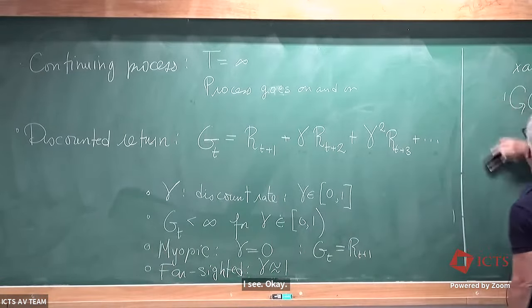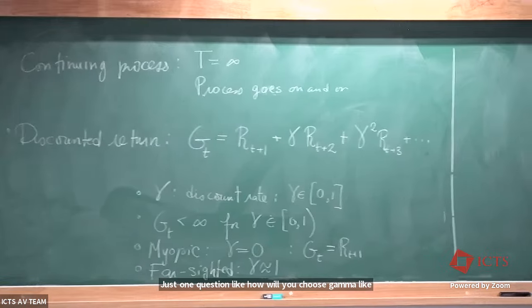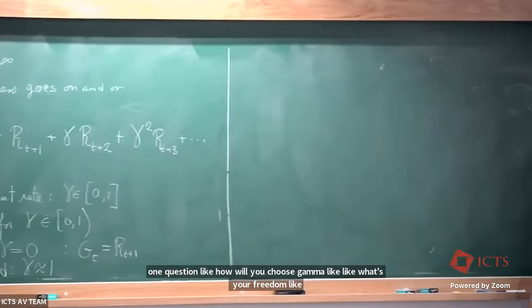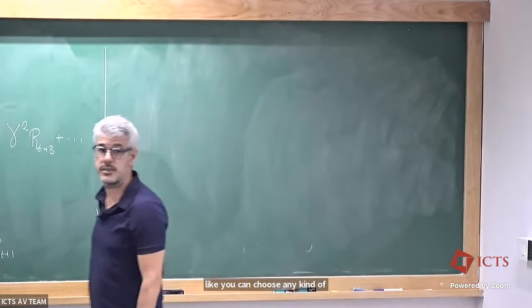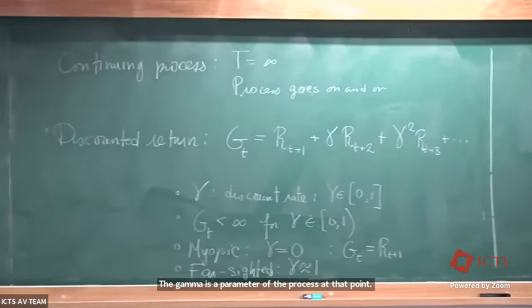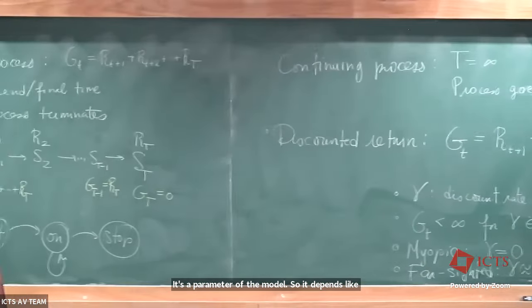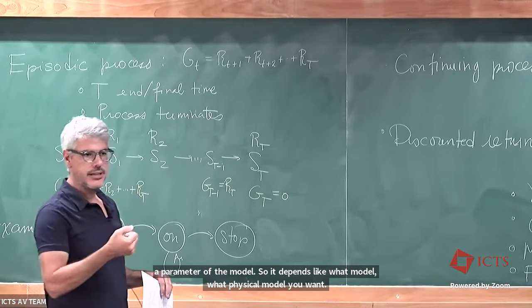Just one question, like how will you choose gamma? Like what's the freedom? You can choose any kind of. Gamma is a parameter of the process at that point. Okay. It's a parameter of the model. So it depends on what physical model you want. We'll actually test this with the examples, with the rover model. We'll see the influence of gamma.